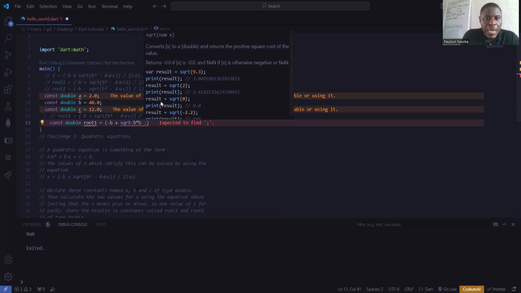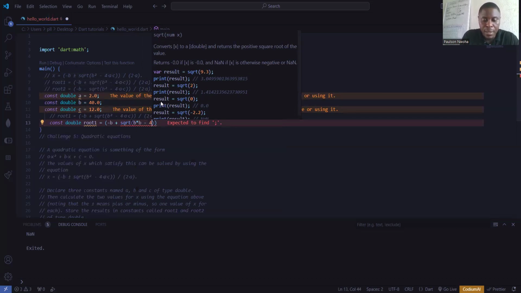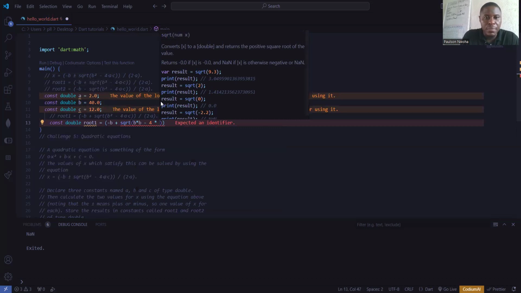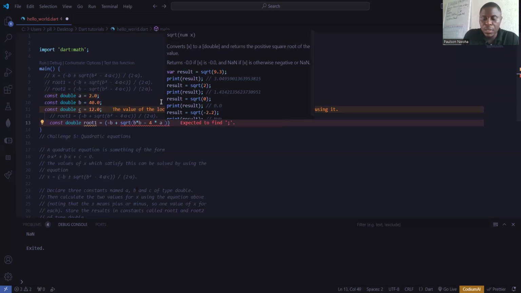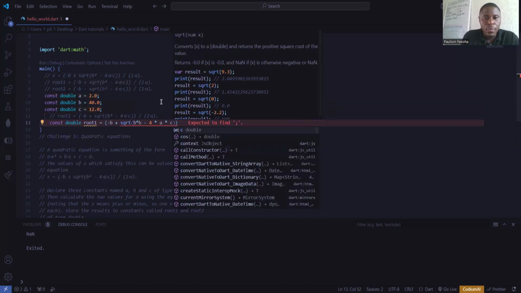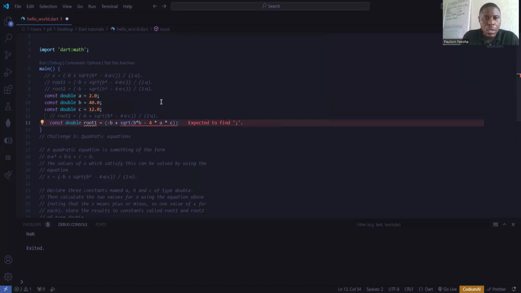But we have to put it in a bracket. Remember operator precedence, we actually tell exactly what we want to do, how we want it. Okay, we are out of this, then divided by, inside bracket, 2 times a, and we end it with a semicolon. I think we have a problem here.